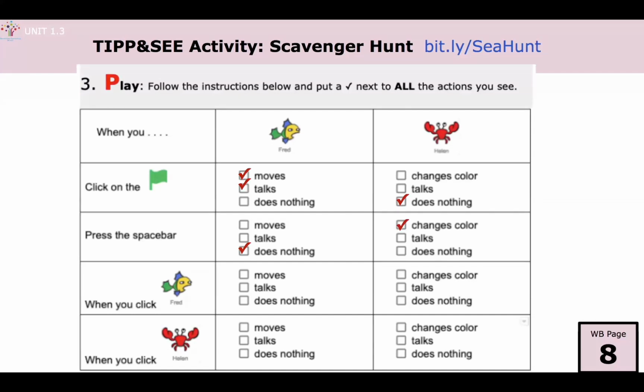When you clicked on Fred, what did Fred do? Fred did nothing. Did Helen do anything when you clicked on Fred? Nope, Helen didn't do anything either. When you clicked on Helen, did Fred do anything? Nope, Fred did nothing. But what happened when you clicked on Helen? Helen talked. Great.